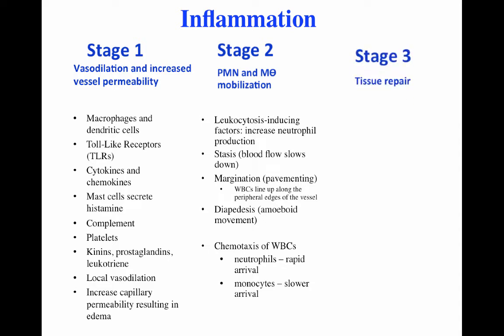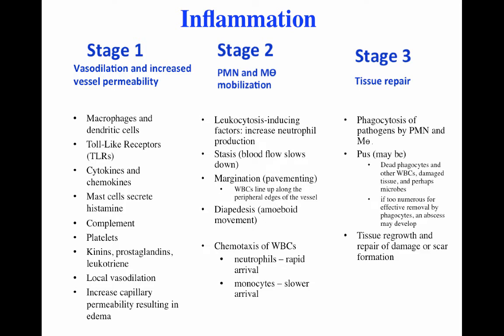Stage 3 of inflammation is characterized by tissue repair. There is phagocytosis of pathogens by polymorphonuclear cells and macrophages. There may also be the formation of pus, which is the debris of dead cells such as phagocytes and other white blood cells, damaged tissue, and even microbes. If pus is too much for effective removal by phagocytes, an abscess may develop. Finally, there is tissue regrowth and repair of damage or scar formation.